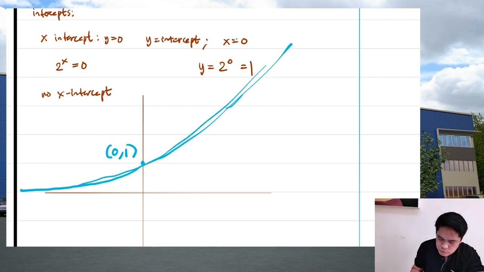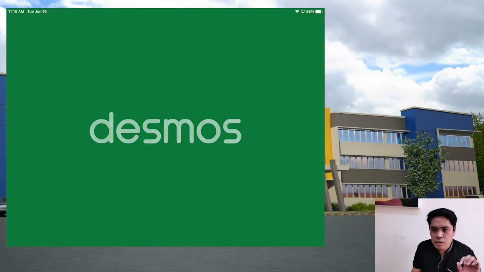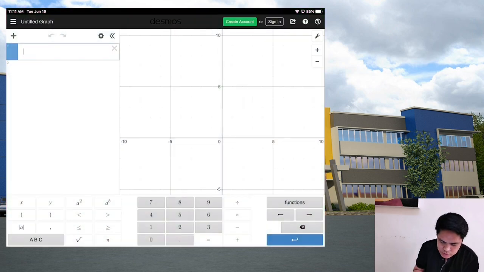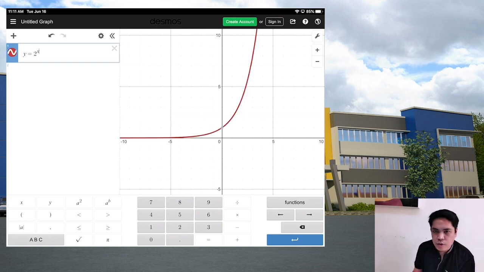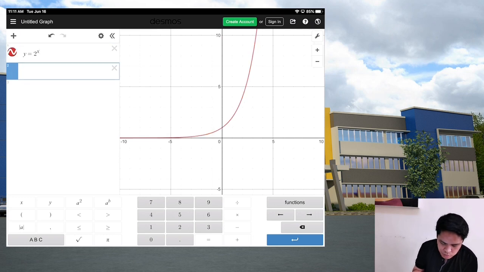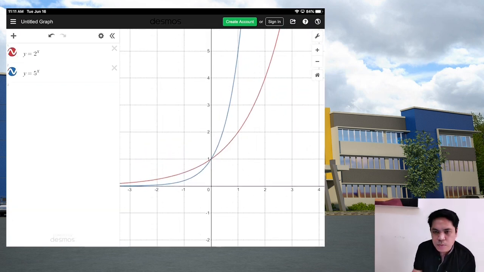Okay? So, may graphing utility naman tayo. Anyway, if you notice, if we have an exponential function, y is equal to 2 raised to x, ganyan yung function niya. So, halimbawa, increase lang natin yung base niya, let's say 5 raised to x. So, ayan, nag-shift lang siya konti. Mas naging steeper lang siya.